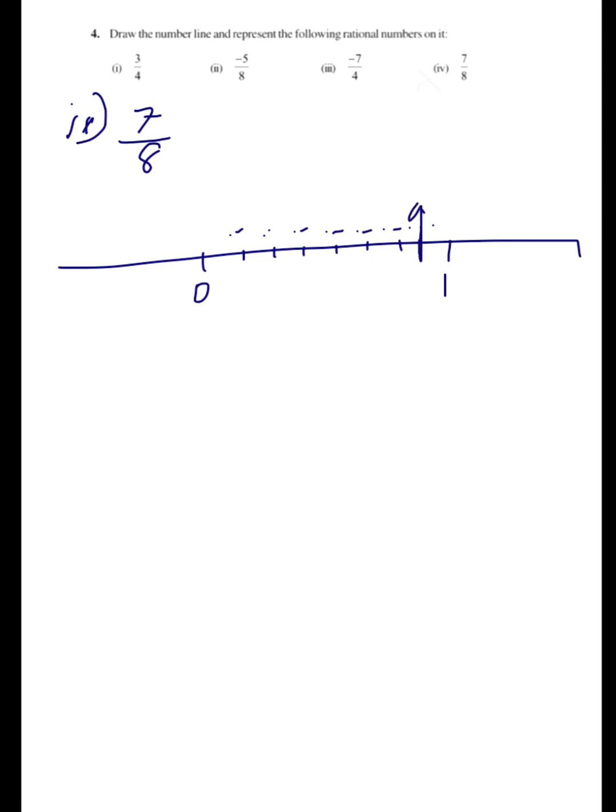So this will be 7 by 8. All the markings should be of equal distance. Here it's not equal distance, but you have to mark it equal. And among the 8 divisions you have to mark the 7th one. That will be 7 by 8. So this is the answer for this question.